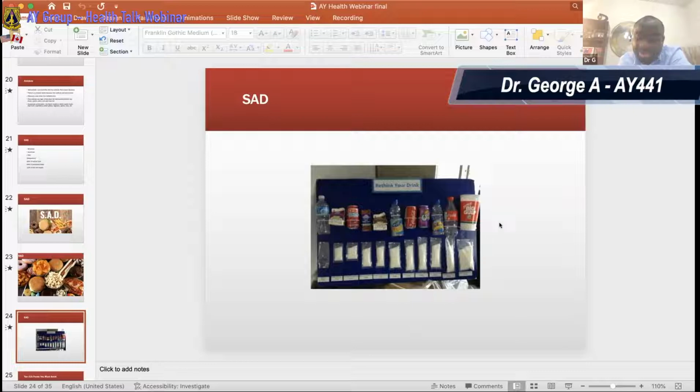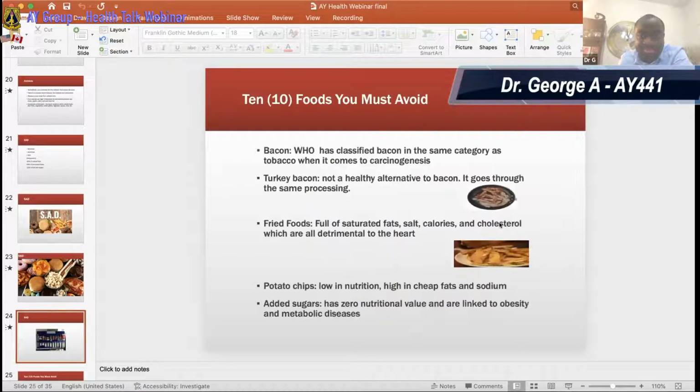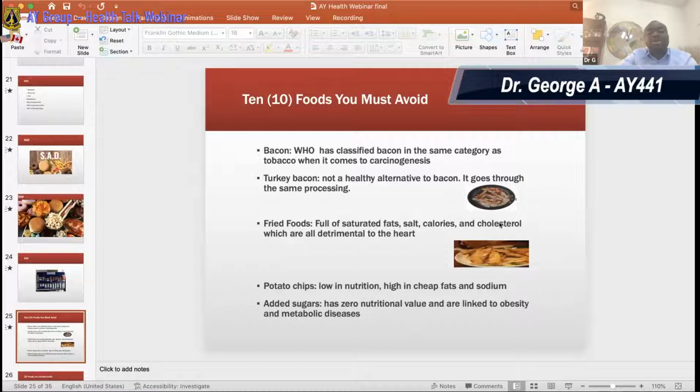So the number one thing that we can all do for ourselves is to prevent disease from happening. You shouldn't get it and then try to treat it. That's about that. So I would like to talk about 10 foods that we must avoid if we want to live long, if we want to avoid cancers, strokes, hypertension, all those diseases. We should try to avoid these foods.